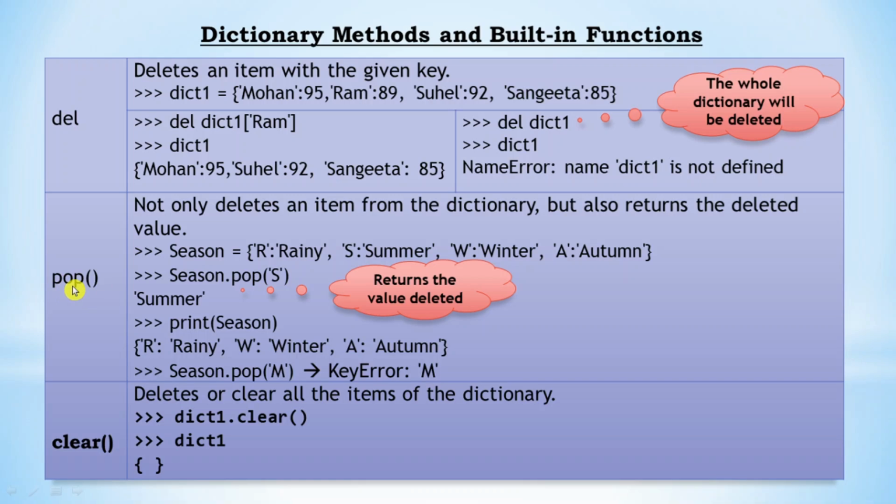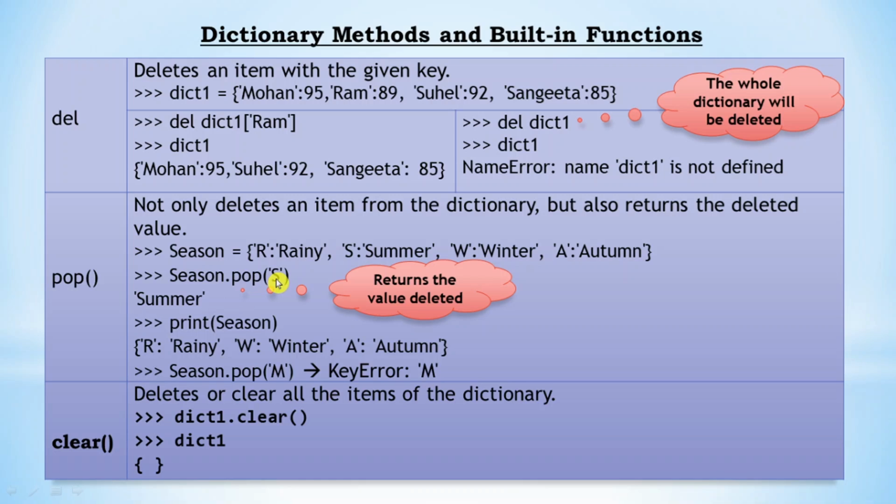The next function, pop. This function is also used to delete a specific item from the dictionary. But the difference between del and pop is that pop not only deletes an item from the dictionary but also returns the deleted value. For example, a dictionary season is given here. R, S, W and A are the keys in the dictionary. season.pop S, the key of the item to be deleted, is to be passed as argument to the pop function. When we use this function, the value of the key being deleted is displayed.